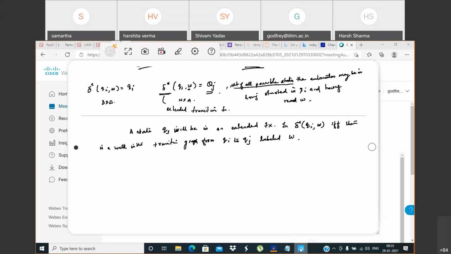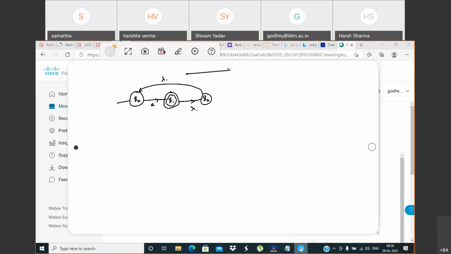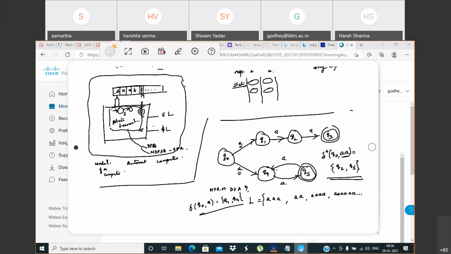Now let's look at another diagram. So you have Q0 and lambda transitions. What about delta star Q1 comma A? As we already defined, you define lambda as an input where there is a transition without reading any input symbol.